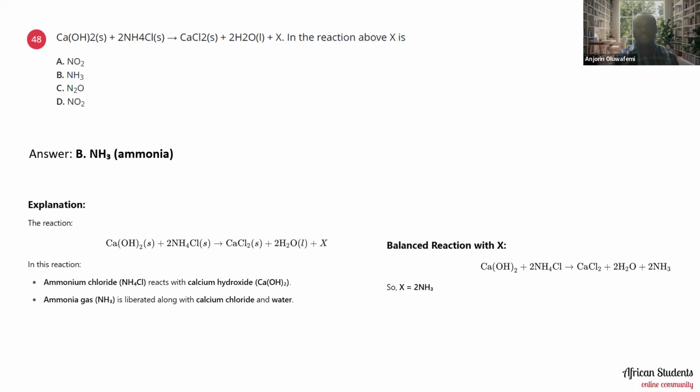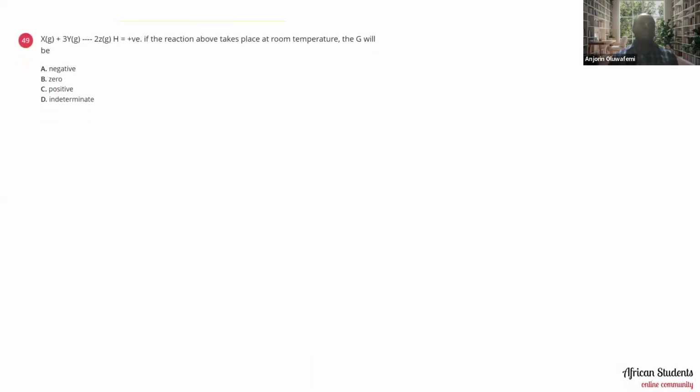So X is actually ammonia. Okay. So this is the balanced reaction with X. You can see that X in this regard is equal to 2 moles of ammonia. Okay. So X gram plus 3Y gram will give us 2Z gram. Delta H is positive. If the reaction above takes place at room temperature, the delta G will be negative, 0, positive, or indeterminate. It will be positive. The delta G will be positive.